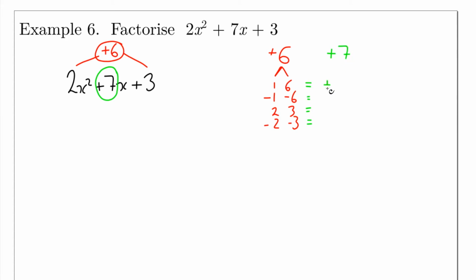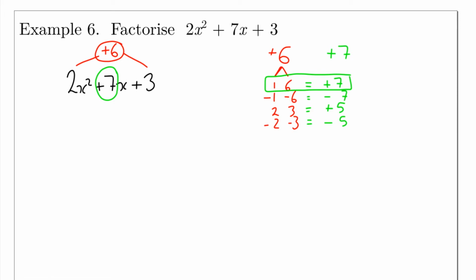1 plus 6 is 7, minus 1 plus minus 6 gives me minus 7, 2 plus 3 gives me, sorry, no it doesn't, plus 5, minus 2 plus minus 3 gives me minus 5. So we see that it's the first pair of factors that I need to use.